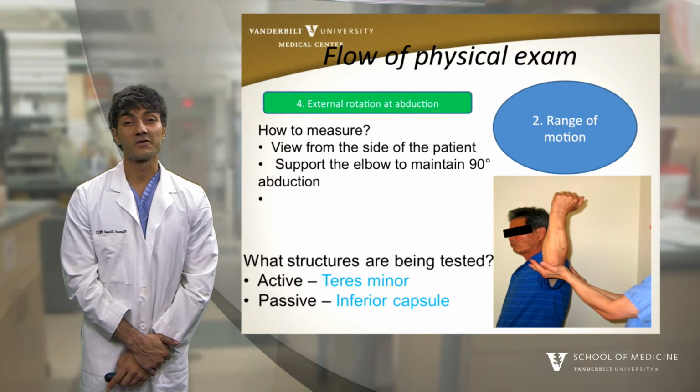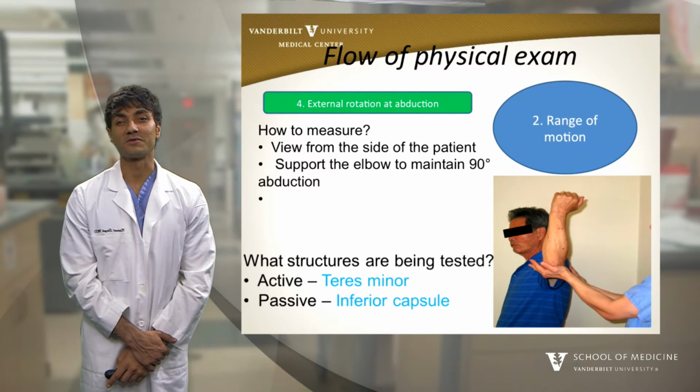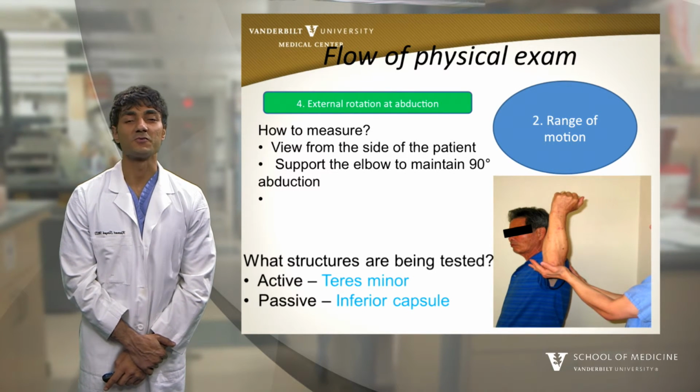And as well as the inferior capsule. So if the inferior portion of the capsule is too tight, they're not going to be able to perform that motion, or if their teres minor is weak.